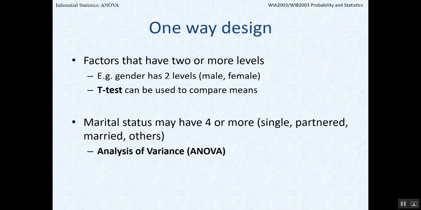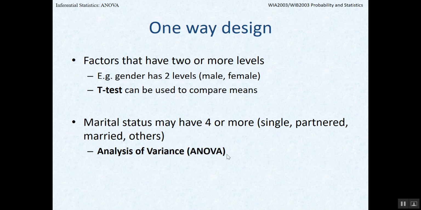Let's see factors that have two or more levels. Male or female is a common one. Gender has two levels, so a t-test can be used to compare this, because there are two levels. Other than this, any other things where you have two choices of answers in your survey, you can use the normal student t-test. For example, marital status may have four or more: single, partnered, married, engaged, and others.